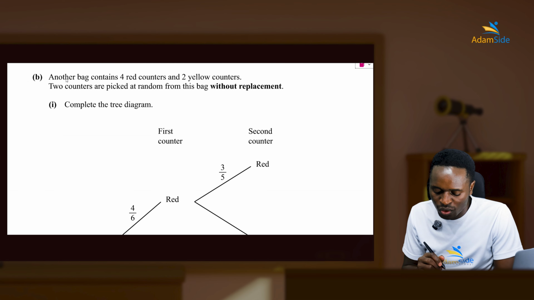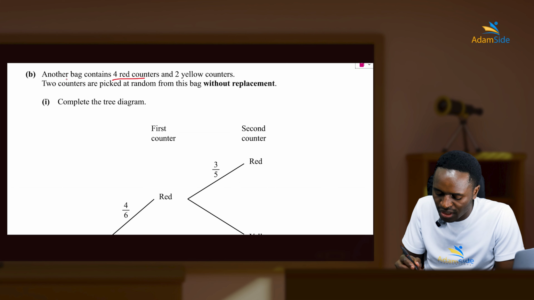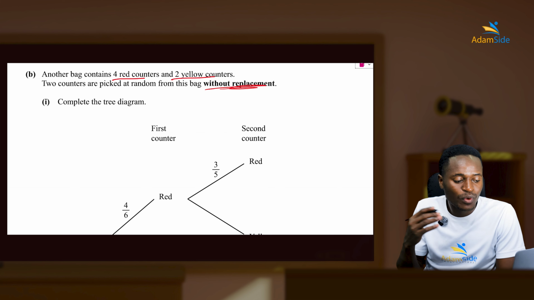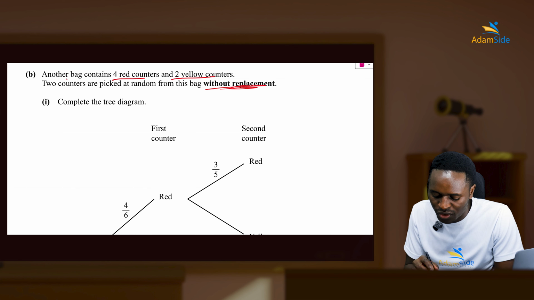And then another bag contains 4 red counters and 2 yellow counters. 2 counters are picked at random from this bag without replacement. Now, without replacement, another bag contains 4 red counters and 2 yellow counters.